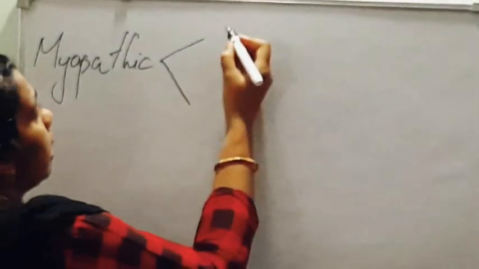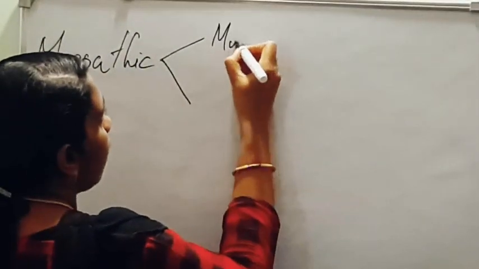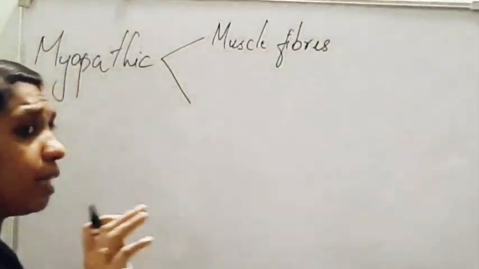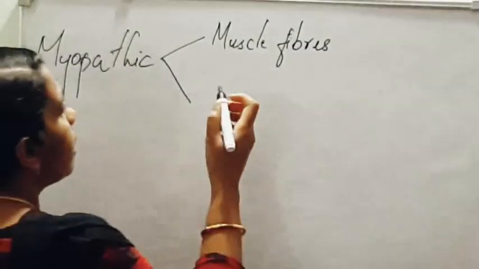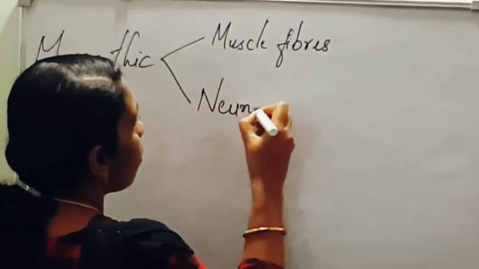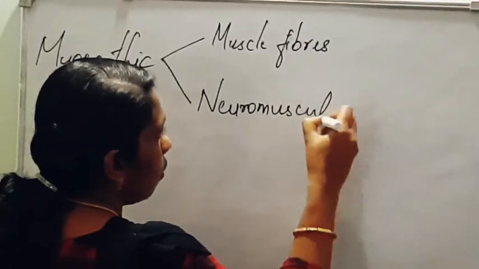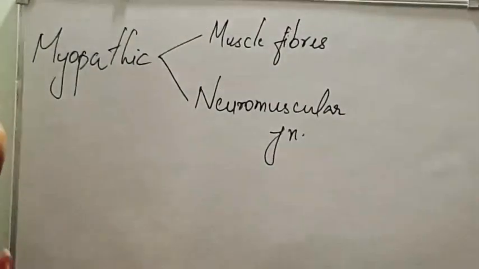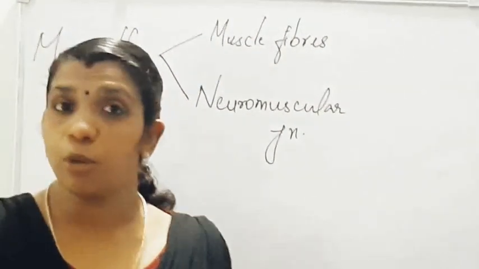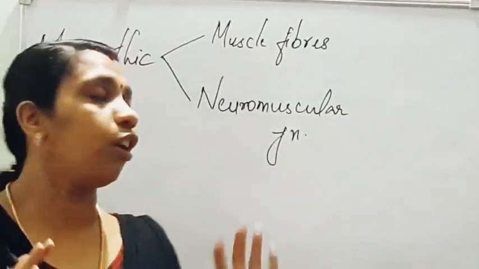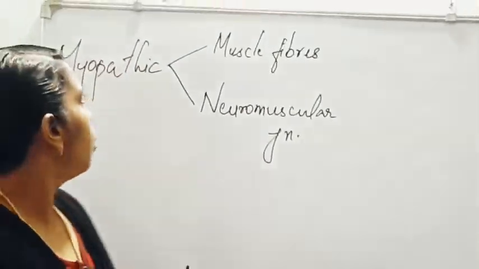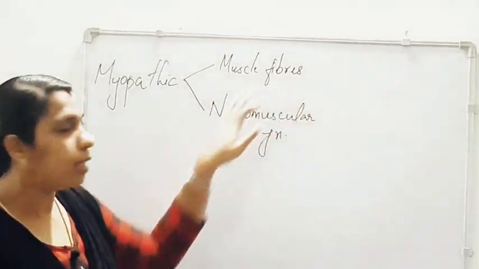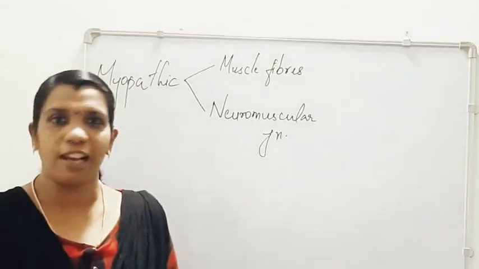First one is defect in the muscle fibers, that is the muscle itself, and second is defect in the neuromuscular junction. You know about the neuromuscular junction very well, you know about synapse and motor unit, so it will be very easy for you to understand. So myopathic weakness is divided into weakness due to muscle fibers and weakness due to neuromuscular junction.